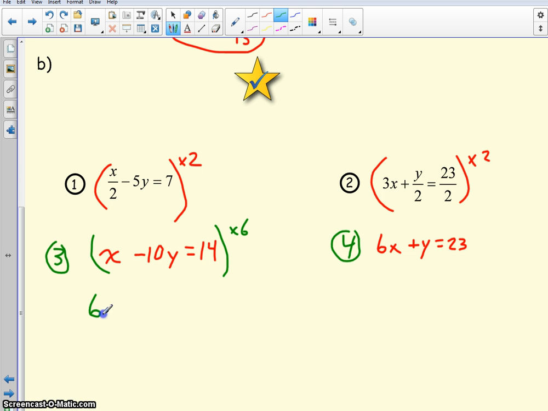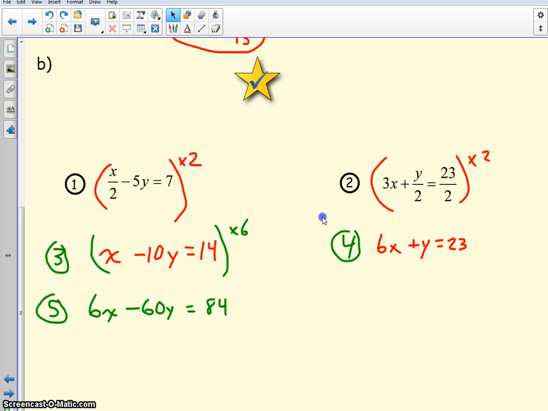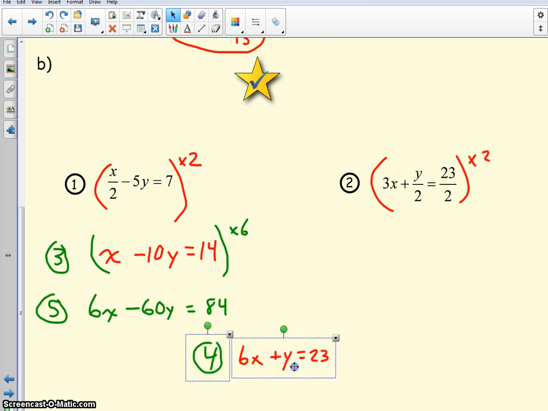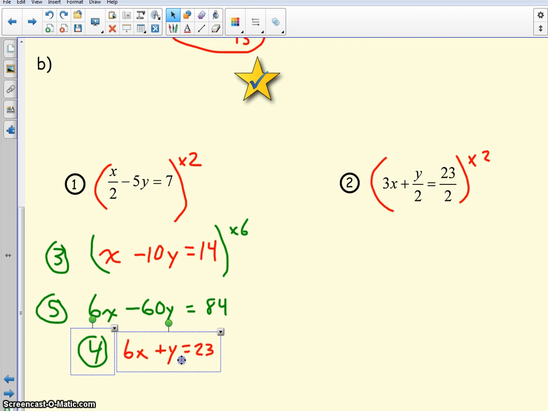So I'm going to get 6x over here minus 60y. Okay, remember multiplying both sides of the equation, so this would be 14 times 6 over here, which would give me 84. Okay, and I'm just going to number that equation as well, just for reference sake. Okay, so to make things look a little bit easier, I'm just going to move this other equation underneath so things are lined up a little bit nicer.